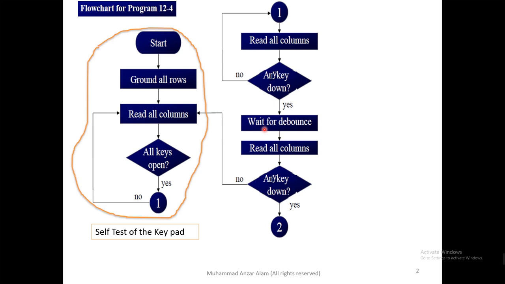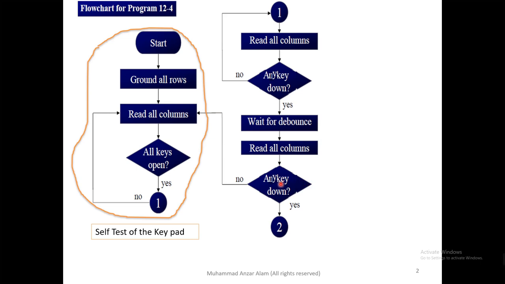If the switch stays longer than 20 milliseconds, then it means the switch is confirmed. It is pressed and not by some error or mistake. So after confirming, basically wait for debounce confirms. If you wait this much time, then it means the key is deliberately, genuinely pressed. Then again, we need to read all columns. So one of the columns will become zero. If one of the switches is zero, any key down, yes.